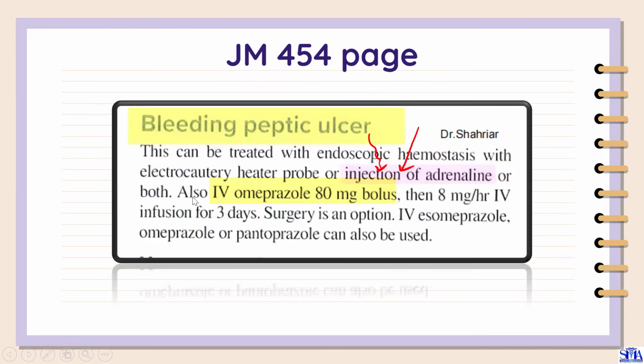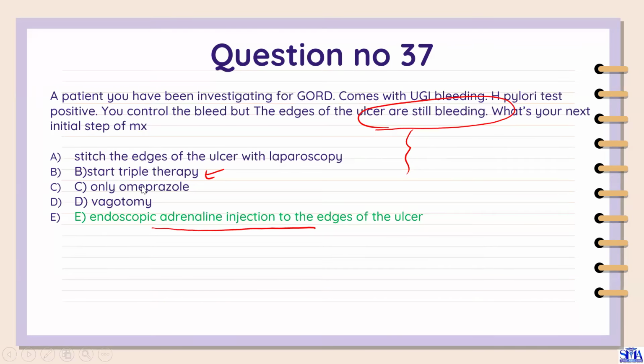Bleeding peptic ulcer management must be focused on treating with the injection adrenaline. As a support, you can also go with the omeprazole. So that would be supportive. If you don't control the bleeding and only go with the IV omeprazole, you will end up with a hemodynamically unstable condition.